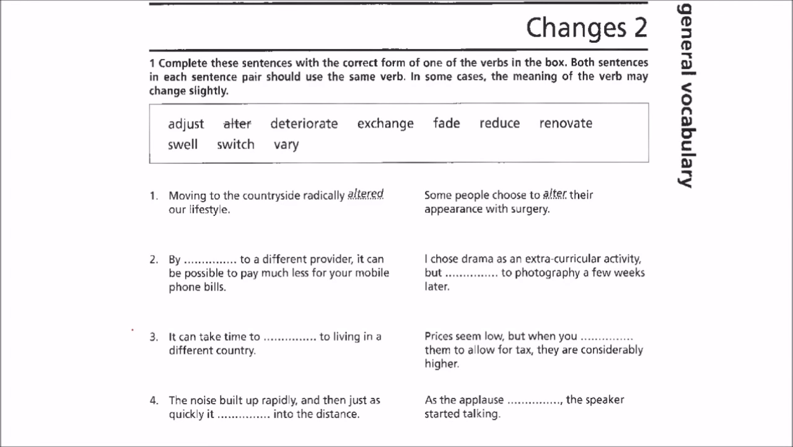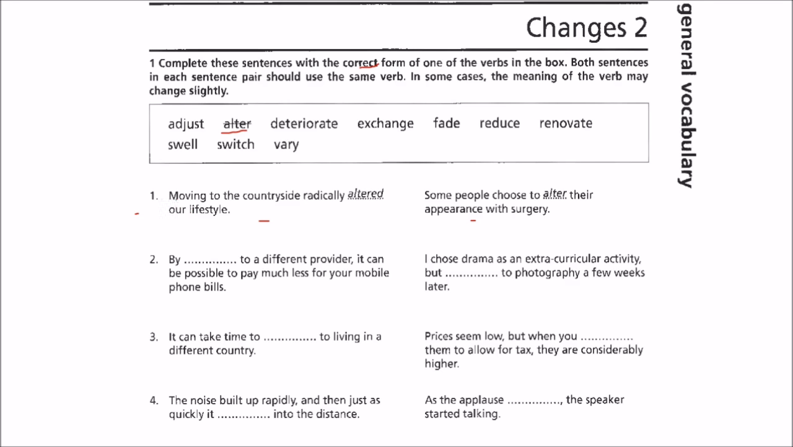In this section of general vocabulary, we are going to look at some more aspects of words or phrases which are to be used in their proper, that is correct, form. So we have to complete these sentences with the correct form of one of the verbs in the box. These are all verbs, and in both sentences of each pair, we should use the same verb. In some cases the meaning of the verb may change slightly.